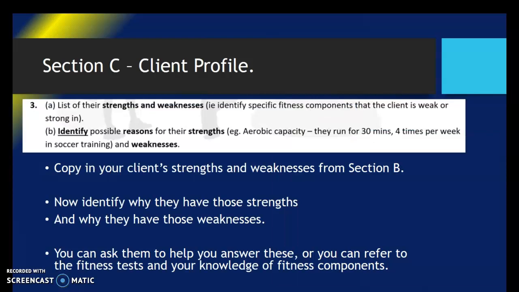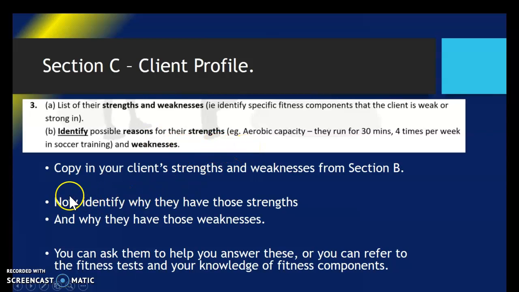The next thing you're going to need is a list of their strengths and weaknesses. So this is where you had that conversation in section B, in our last video, where you had a bit of a chat to your partner that you're working with, or you talked to yourself and you said, what are my strengths, what are my weaknesses? Or you asked your client and they identified. But what you really need to do now is identify what fitness component their strengths and weaknesses were associated with. And you might have already done that through the fitness testing. Great. And you also need to identify the reasons that they have their strengths and weaknesses.